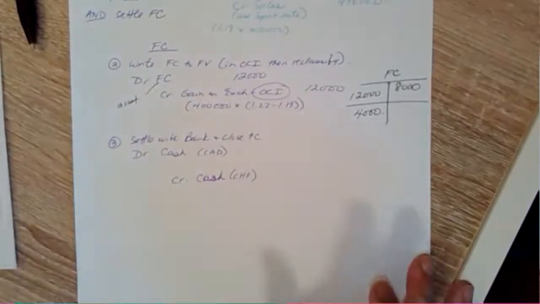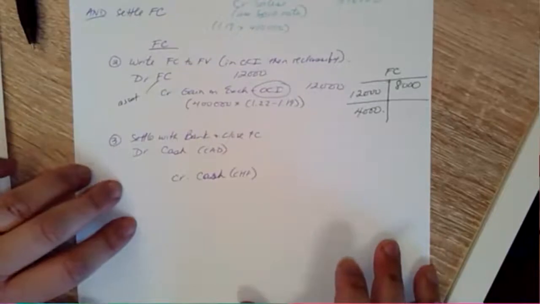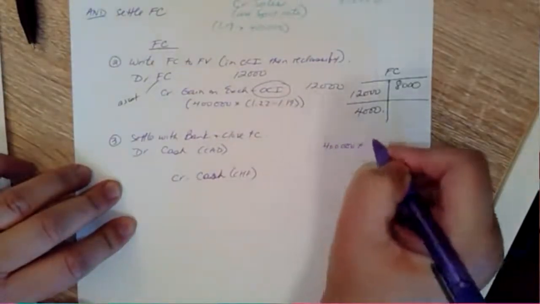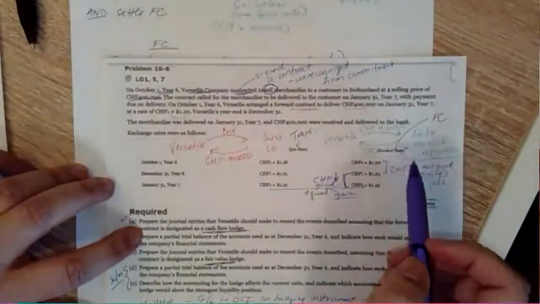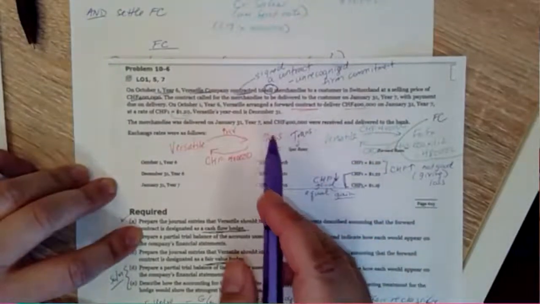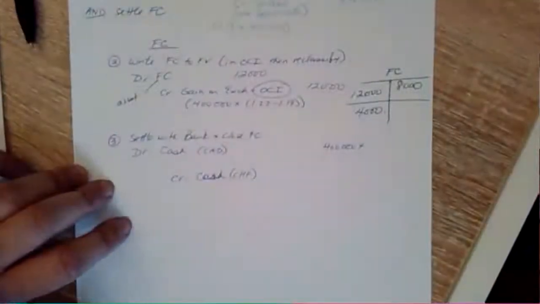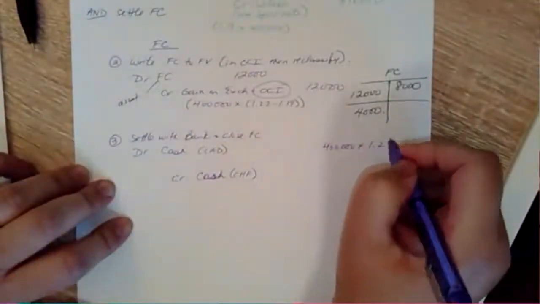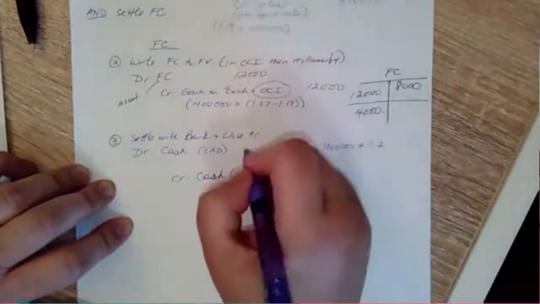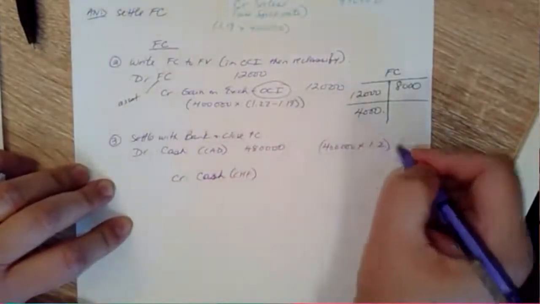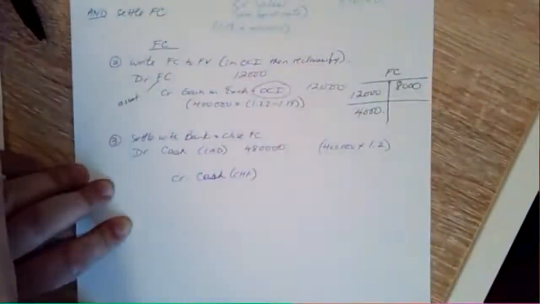So how much cash are we getting? Well, we're getting the original rate. So that's going to be 400,000 times the original rate was 1.2. So October 1st, year 6. Times 1.2. And we calculated it earlier, so you could have just pulled that number from there. So that is the original rate.